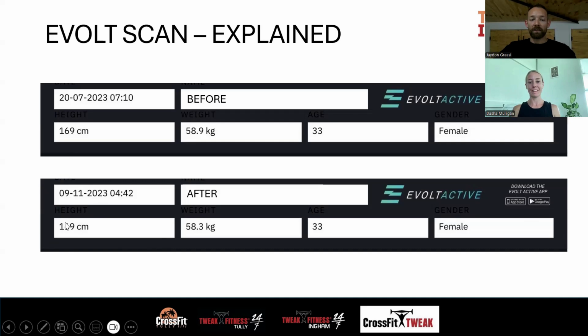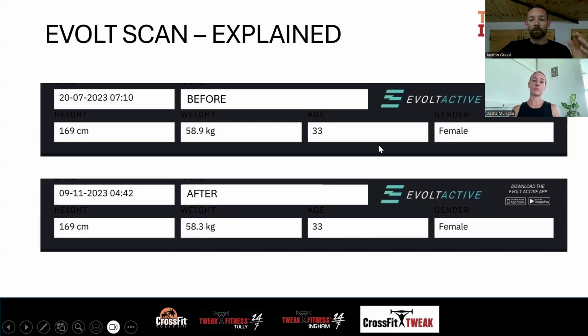Obviously, the same person, 169 centimeters. The weight is slightly different: we've gone down to 58.3 kilos from 58.9. Still a 33-year-old female, so it's the same person. We've removed the name, guys, because the name is irrelevant for what we're talking about here. The first things to take from this are that we have height, weight, sex, and also a time difference between the scans.